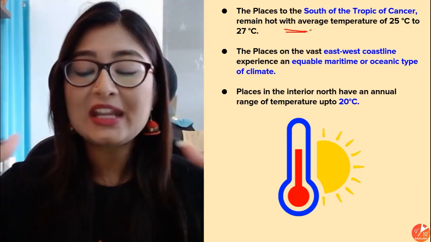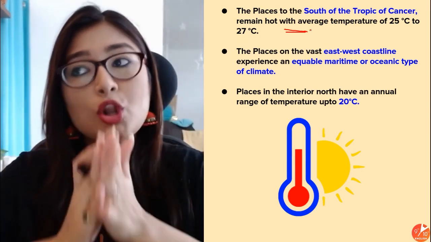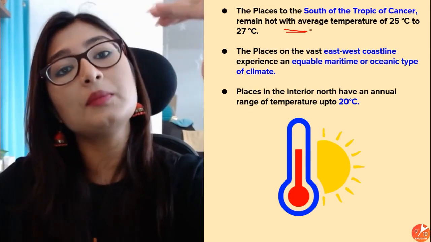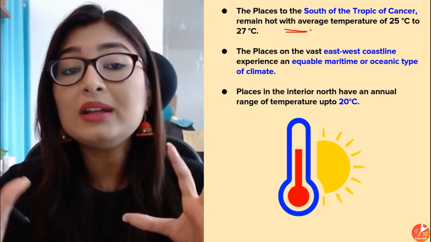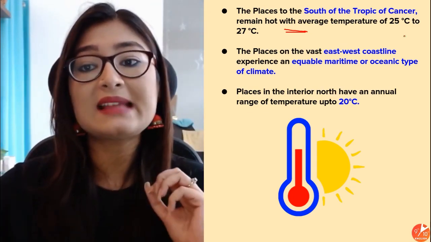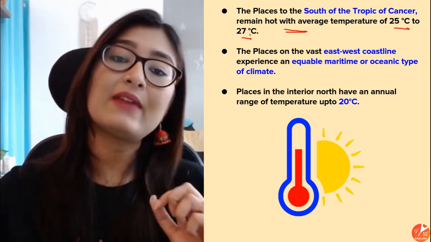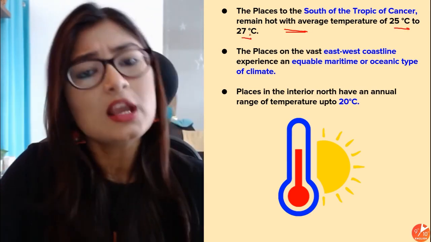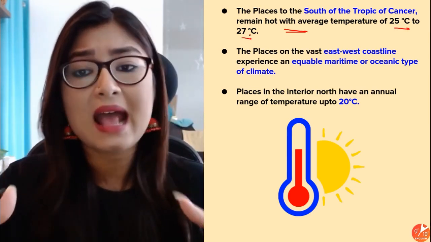And also the temperature variation is kind of narrow. It's not so much as you see in the northern part. We just saw the difference was 100 degrees Celsius, but over here it says average of 25 to 27 degrees, which is hardly 2 degrees. So that variation is not as much.